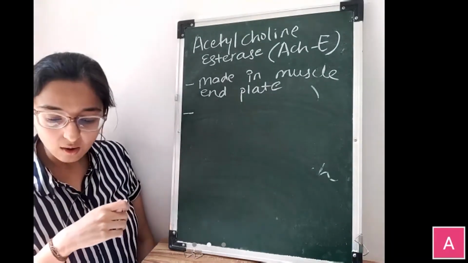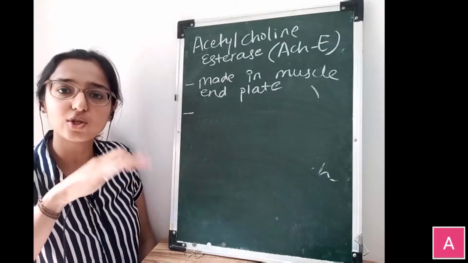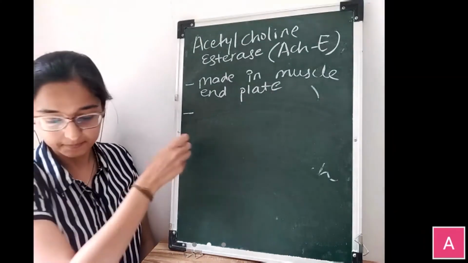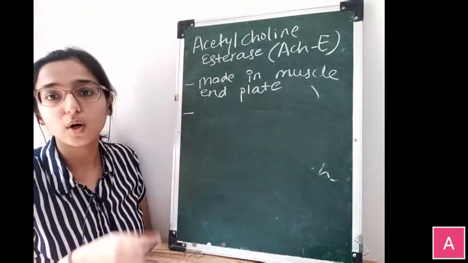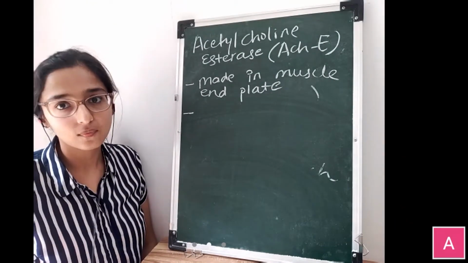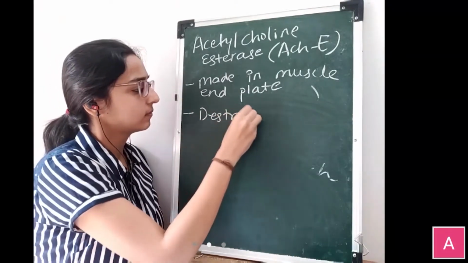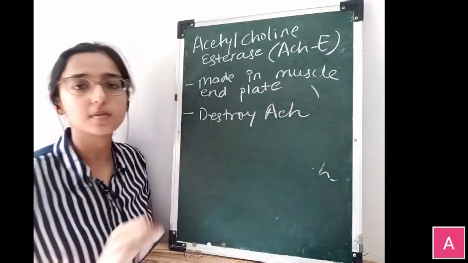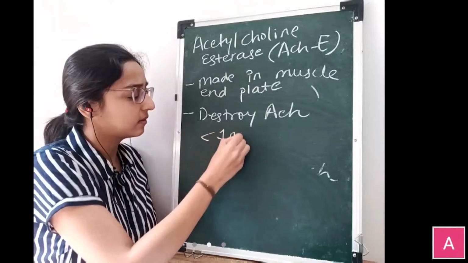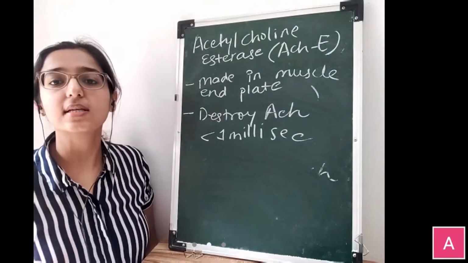Now, this enzyme is released gradually into the cleft. It's produced in the muscle and released into the cleft. And what does it do? What is its action? Correct. So it is going to destroy the acetylcholine neurotransmitter. It destroys it so fast, it takes less than 1 millisecond. Less than 1 millisecond and it will destroy the acetylcholine molecule.